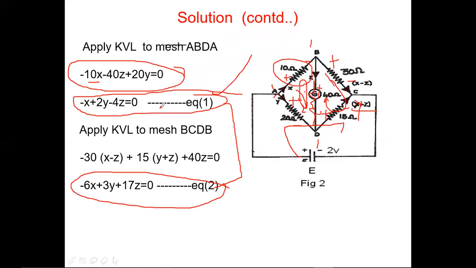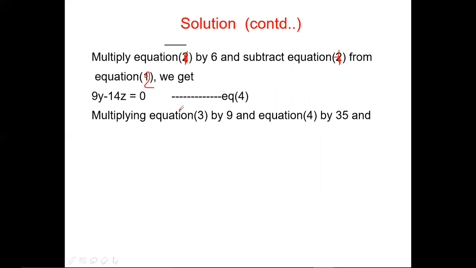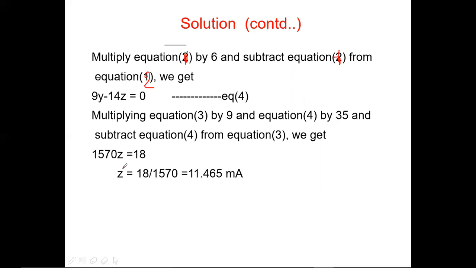Simple, what I want to say: solve these two equations. Write equation 1, multiply equation 1 by 2 and subtract equation 1 from equation 2. Then you will get 9y minus 14z. After getting this, multiply equation 3 by 9, then equation 4 by 35, then you will get an independent value of current, meaning the z value.